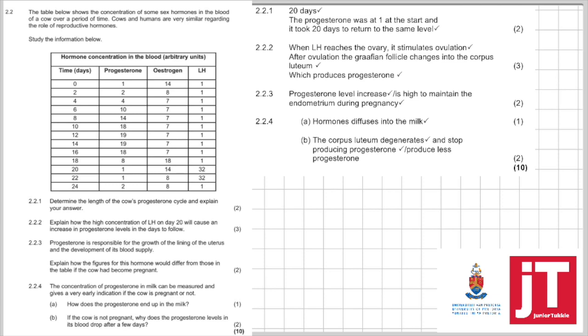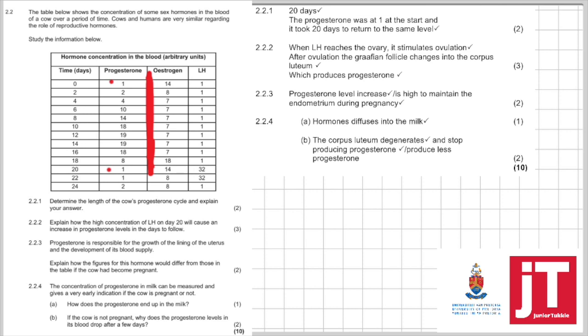Now, there's only one way for us to look at this answer, and that's to look at progesterone. Can you see progesterone levels there begin at day 0 at 1, and then day 20 it goes back to 1. So that's the reason it took 20 days. It started off at 1 at the start, and then 20 days it took for it to get back to that level again. So that's how we know it's 20 days.